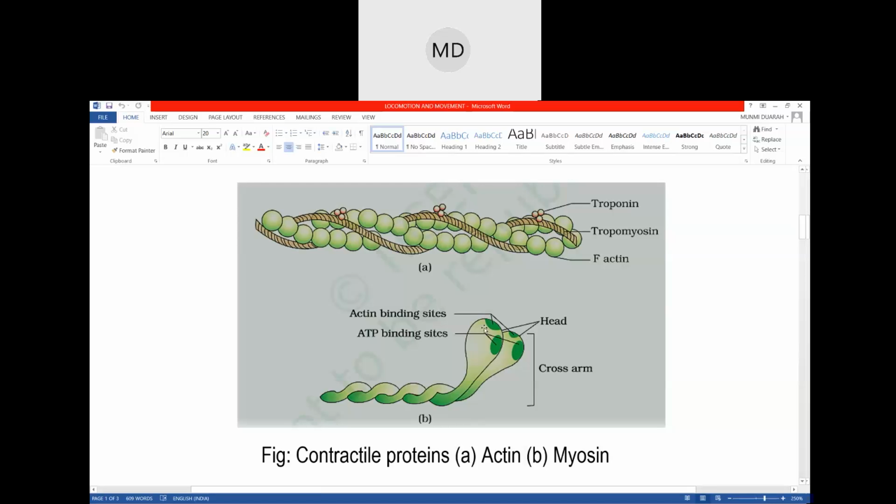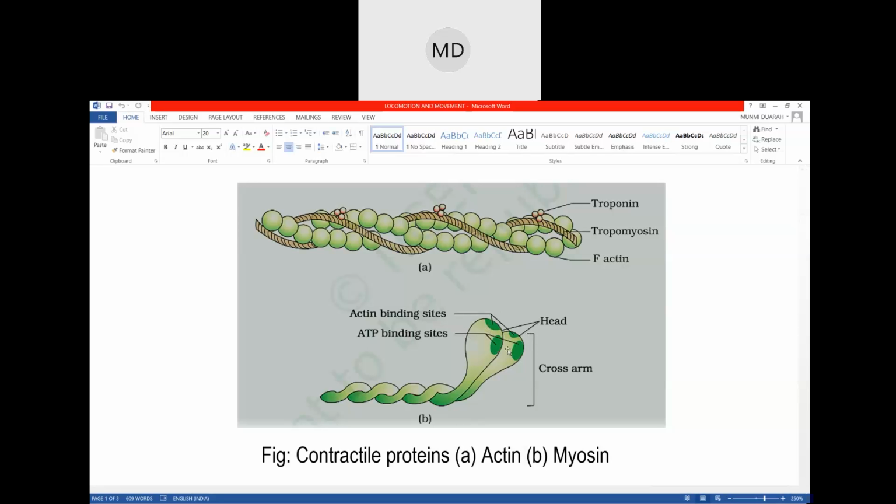And what happens when they come and join? When they join, they will break down ATP. Okay, these are the ATP binding sites. When the actin joins to the myosin head, the ATP will break down. And when ATP breaks down, what will happen? That we all know, energy will be produced. ATP is where energy is stored, right? ATP is an energy storing molecule. So when actin comes and joins the myosin head, they will break down the ATP, and in turn they will form energy.